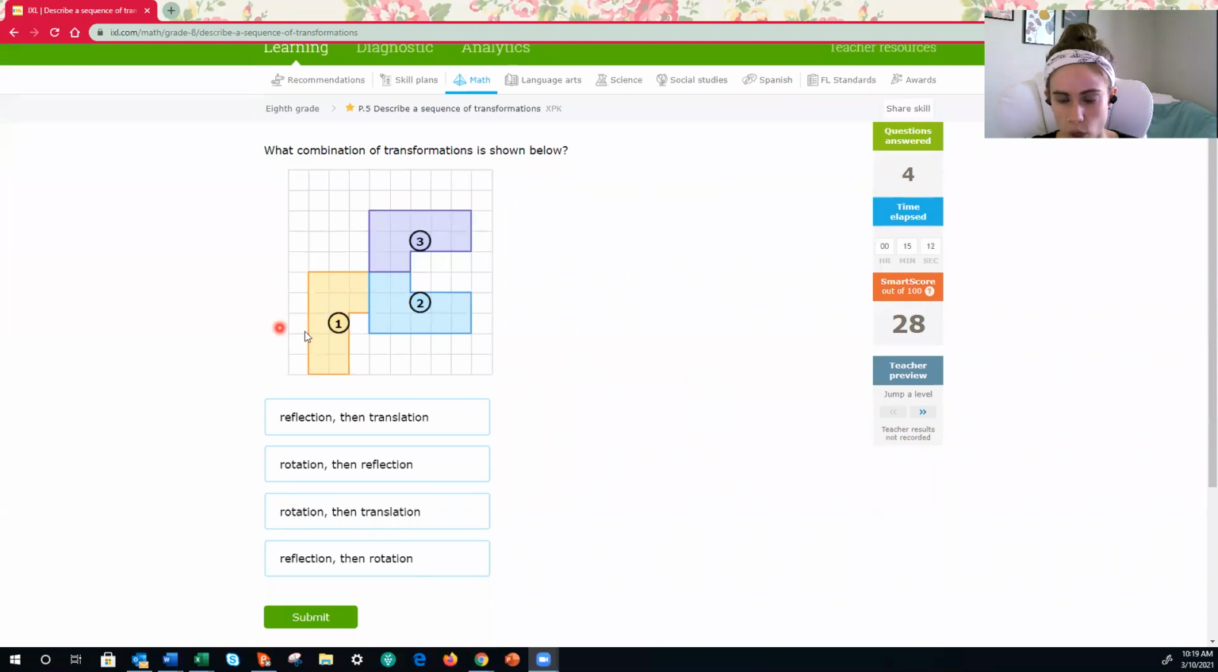Okay, we have from 1 to 2. What do you guys think? This one was definitely rotated because it went from here to here. It's been rotated. It's been turned. So let's cross out the wrong answer choices. That leaves us with B and C.